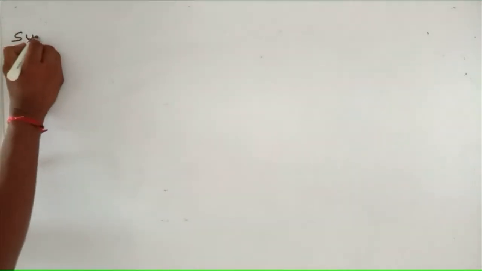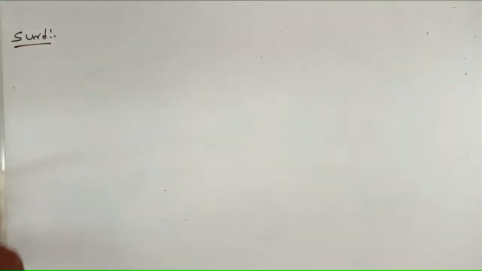So the next topic is surds. What is a surd? If a is any positive rational number which is not an nth power, and n is any natural number, then the irrational numbers plus or minus nth root of a are called simple surds or monomial surds.